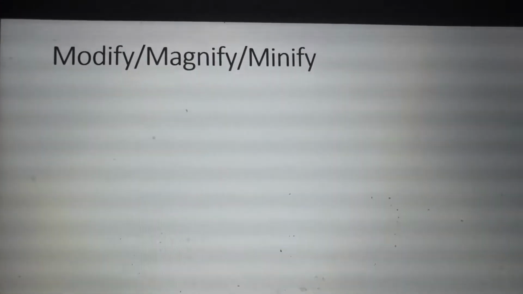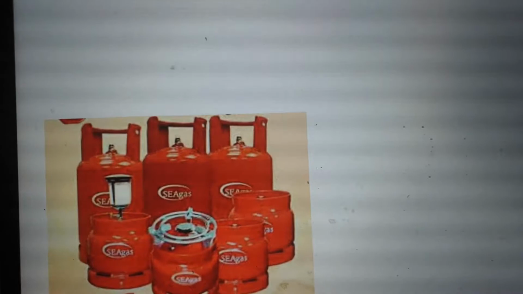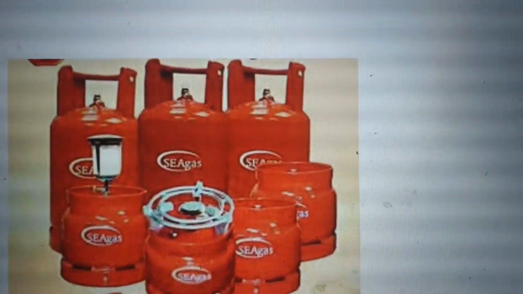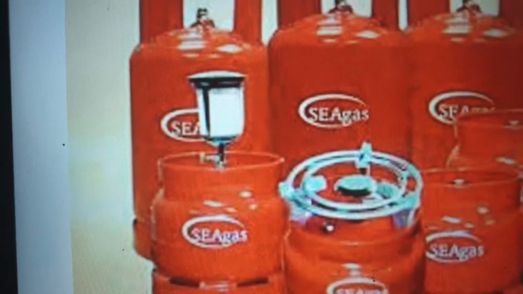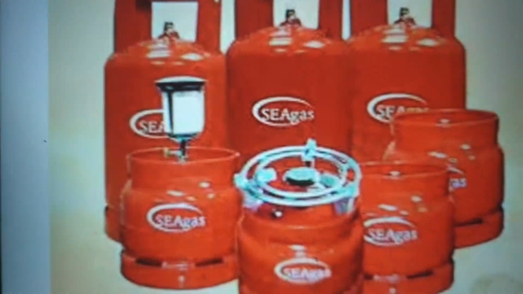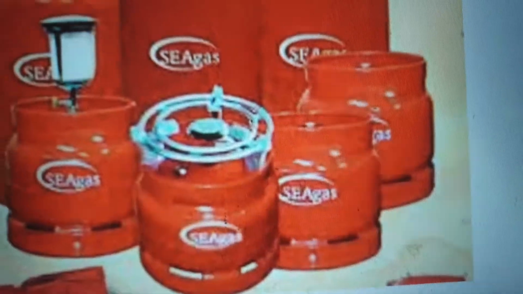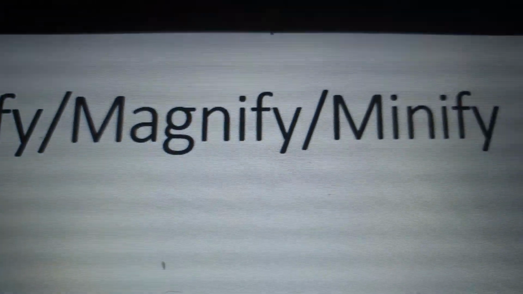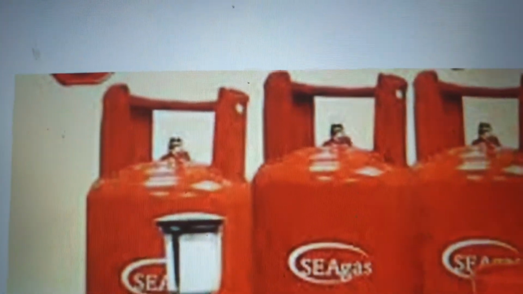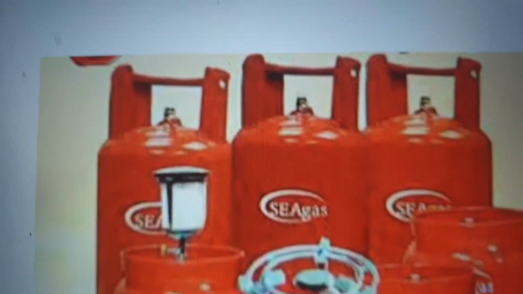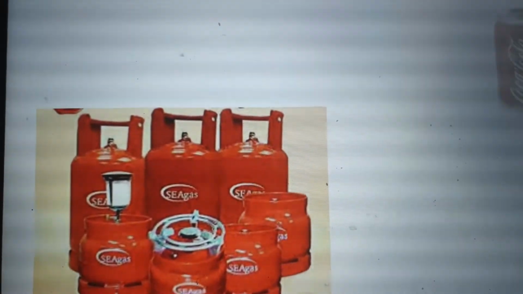And now we come to modify or magnify or minify. Look at that. This is Meko. One with lighting. So there's combination also. One with the grill, but there are many. Meko is small. So in other words, we have minified the 13 kg gas into a 6 kg. So minify. And we found a market for it.